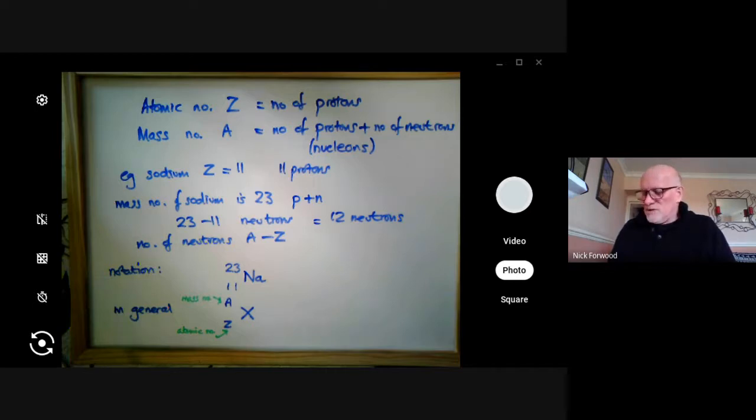As I said before, we don't do much really about the electrons, and chemists will know a little bit about how the electrons are arranged. They're arranged in things called shells, but that's really left for the chemists to do. Okay, so this is sodium. It's called sodium 23.